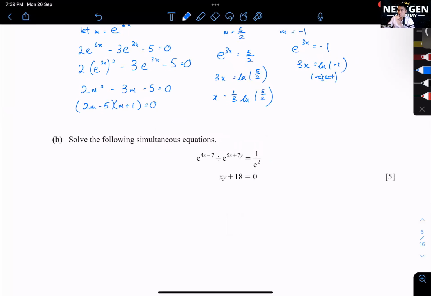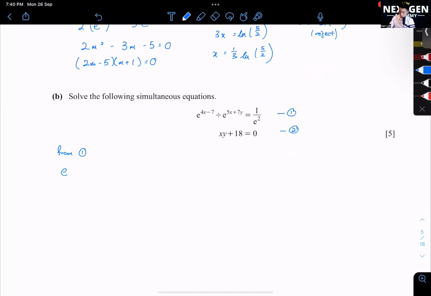Okay, question B. Solve the following simultaneous equations. I see most of you did it very, very good. So you all got 5 marks over here, right? All right, let's consider this as equation 1, this one as equation 2. Let's see from 1.